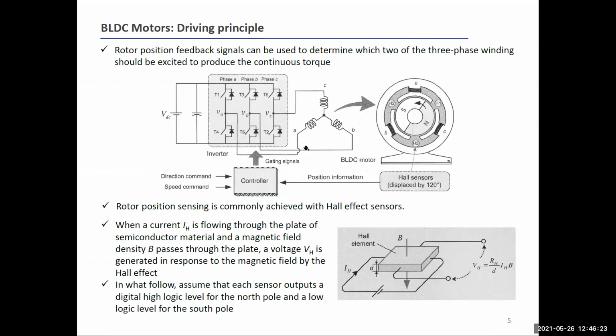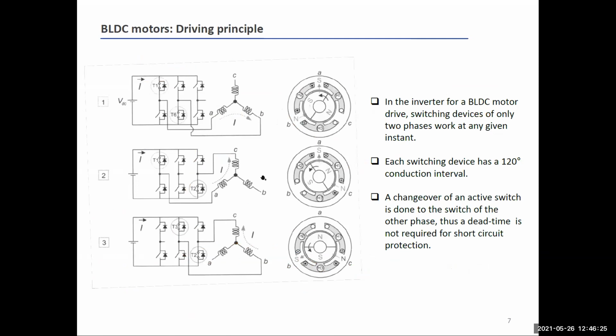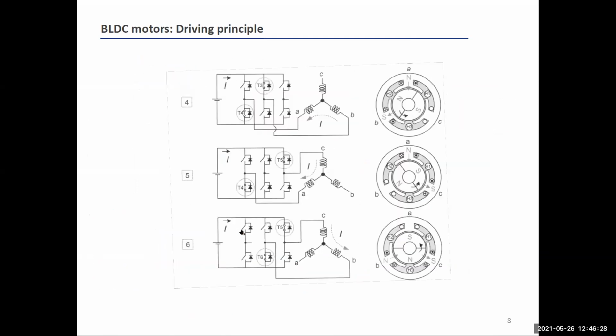Remember that the phase number 5 is represented there. In that situation, according to this schematic configuration of the switches, you have T5 closed, so that the current I flows through T5, enters C, and exits A, and T4 is also closed. So T5 and T4 are closed.